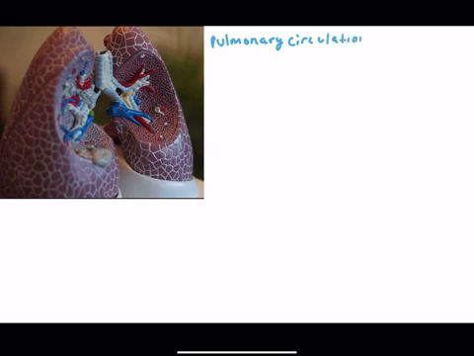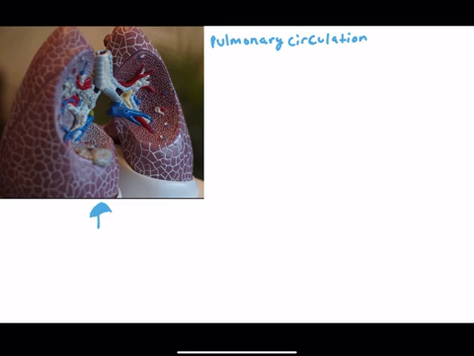Pulmonary circulation is pretty much going to be involved in taking deoxygenated blood that's coming into the heart and making that blood oxygenated by bringing it to the lungs. As you guys can see, a picture of the lungs right here. So let's write down the structures involved in pulmonary circulation of the heart.